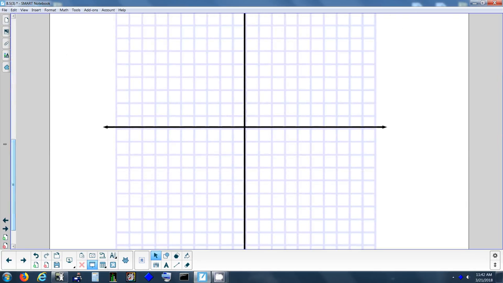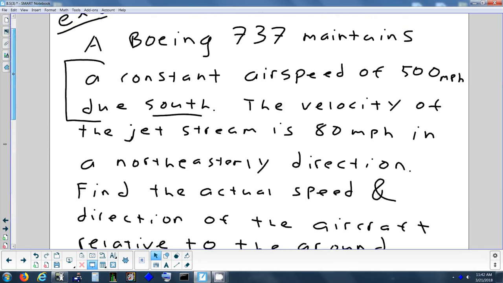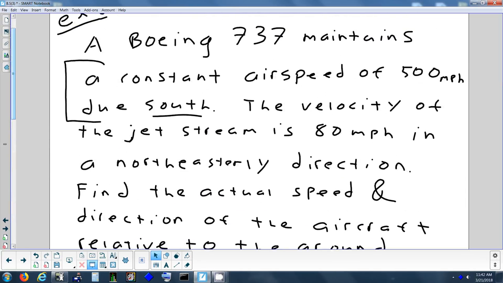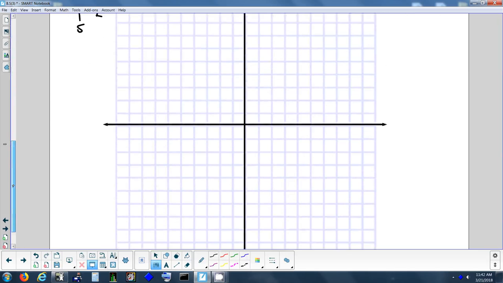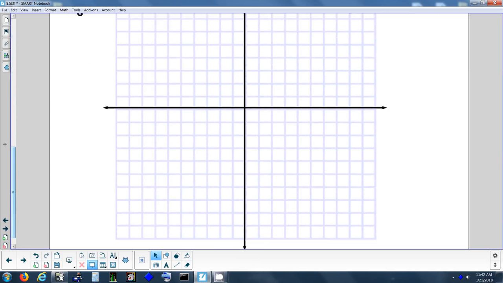So here's our diagram. I'm going to draw three arrows on it. The first one is going to be a vector that represents the plane. The plane is going south. Okay, just to make sure everybody knows the directions. Those are the directions: north, south, east, west. So the plane is going south at 500 miles an hour. Also, what I'm sketching right now is not to scale. So we have a plane going south.